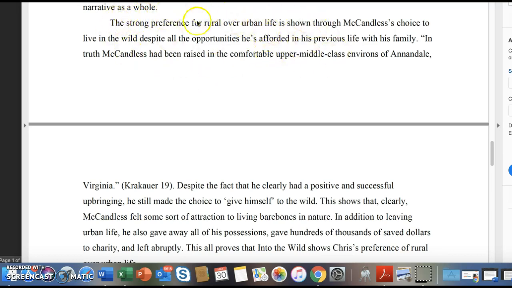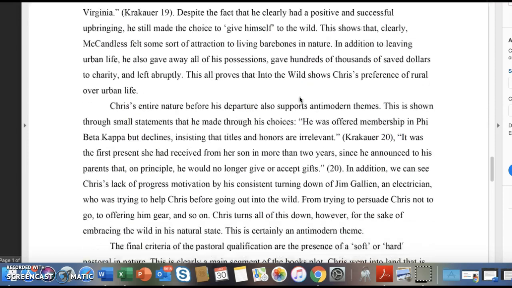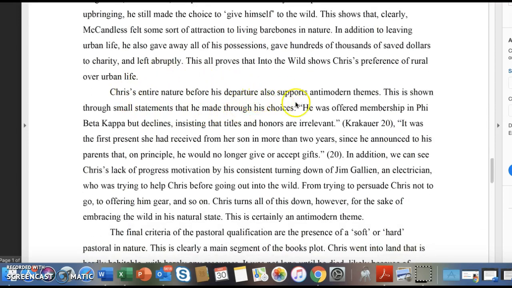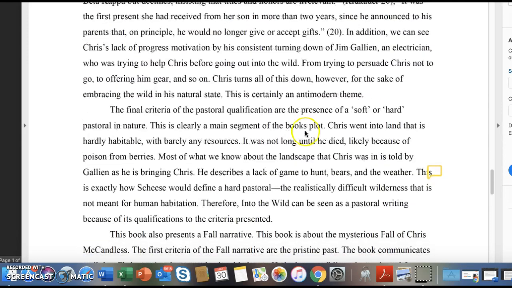The strong preference for rural over urban life. Here's the next one. Anti-modernism. Right, so we know these are pastoral, right? Softer, hard pastoralism. Notice the first sentence has that. That is exquisite. That's exactly what we're shooting for. And I hope I see the same in your exam. And more so, that's a good takeaway from this course to apply to the rest of your writing life.